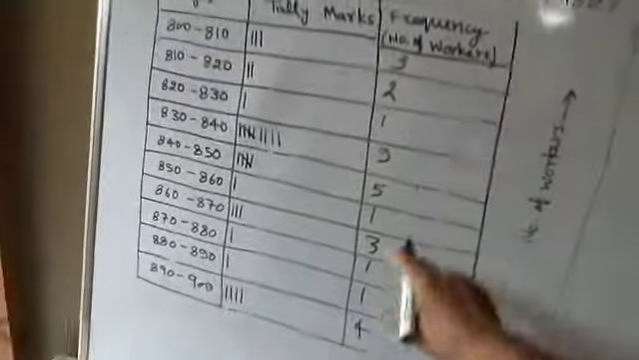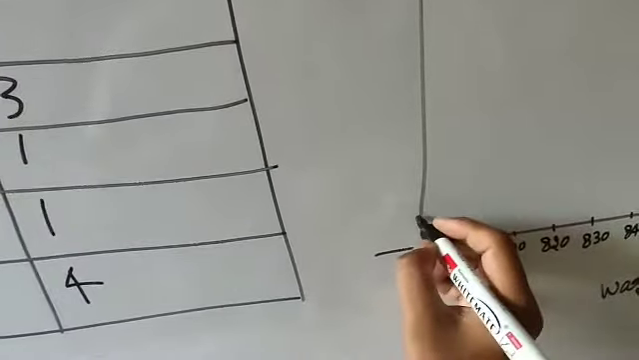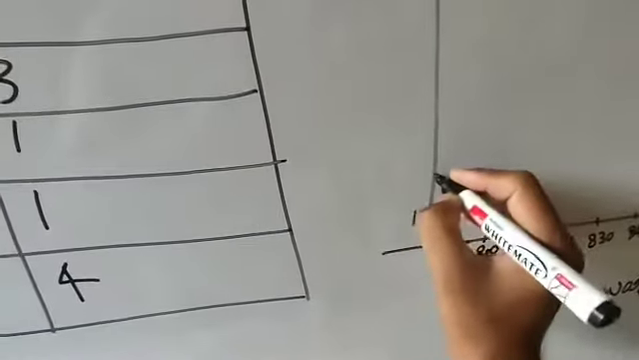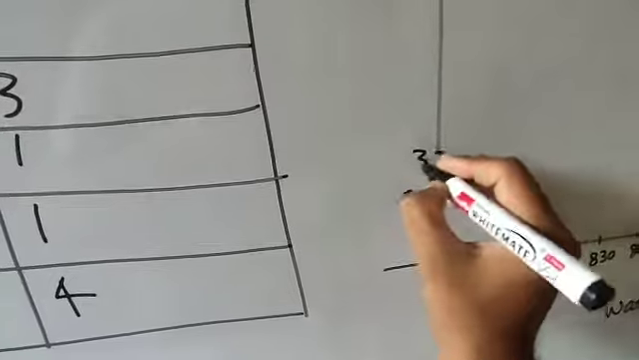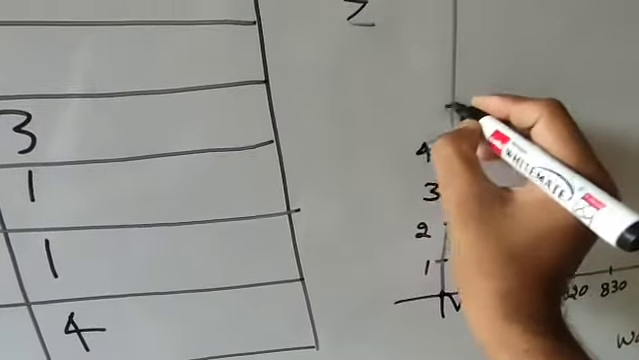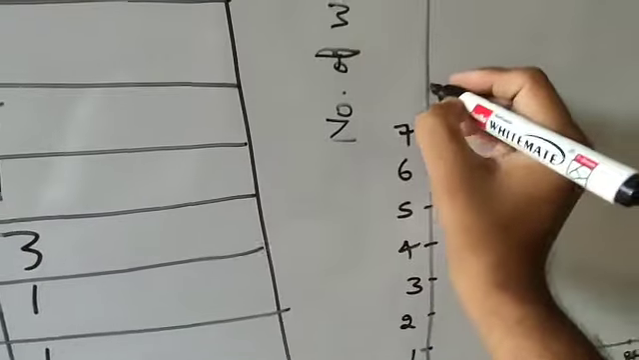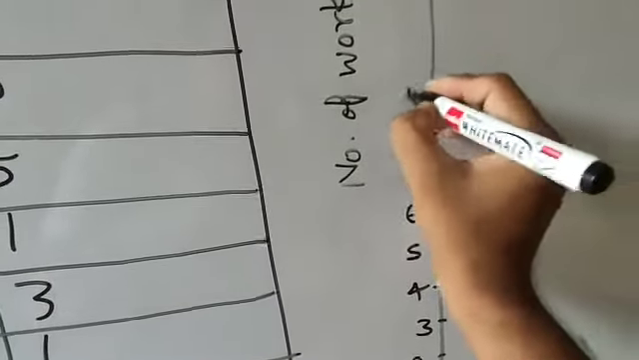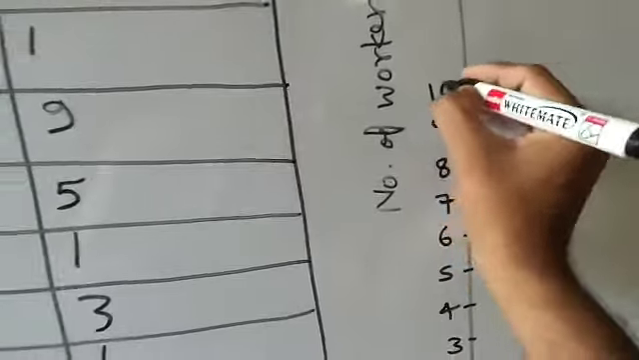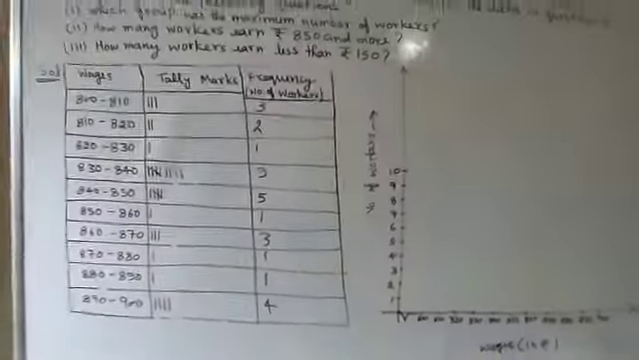Now what is the highest value in the frequency? That is 9. So on the y axis you can give an interval of 1: 1, 2, 3, 4, 5, 6, 7, 8, 9 and 10. The highest value is 9, so it will be represented up to 9.